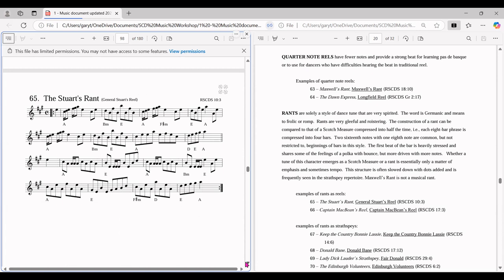Rants. We're back to those extra notes that we had in jig and in strathspey. And the Stewart's rant that we use for General Stewart's reel is a great example of that, number 65.